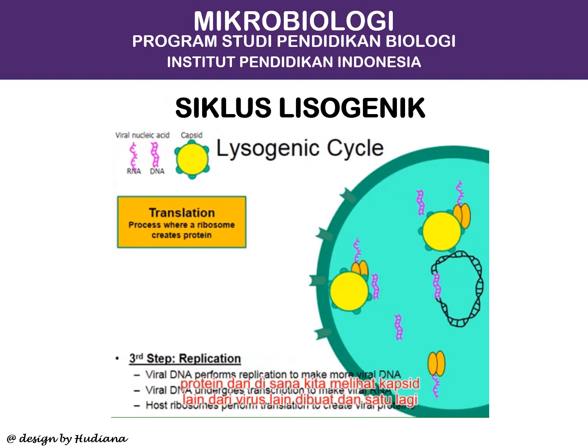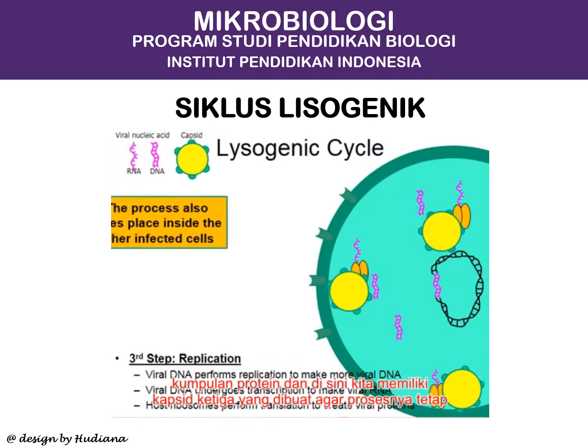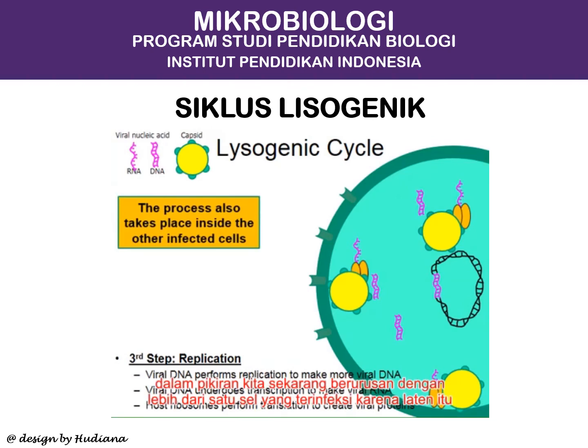And there we see another capsid of another virus created. And one more time, here we have a ribosome collecting a bunch of amino acids, and as the amino acids are built together into a collection of protein, here we have a third capsid created. So the process, keep in mind, we're now dealing with more than one infected cell because of that latent period when the cell went through mitosis and divided. The process also takes place inside of the other infected cells.